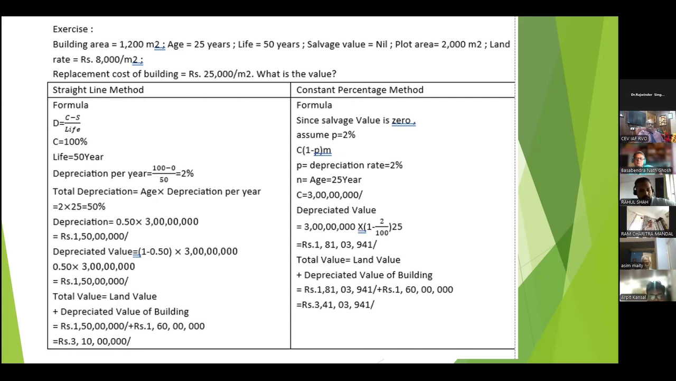Whether you take the value, or 100%, or 90% in percentage, that is somewhat easier for calculation. Otherwise, if you want, you can take crore also. In this formula, you can put 3 crore instead of 100%. Salvage value is given as 0. Otherwise, if salvage value is given, you can deduct that value, 10, 90, whatever it is.